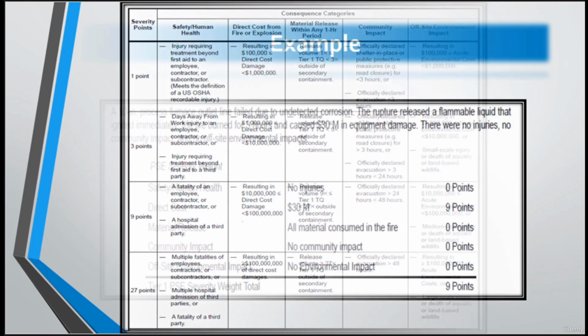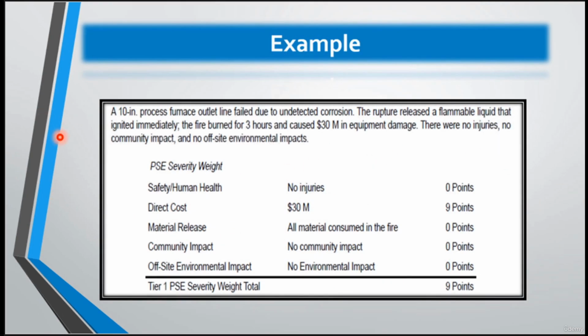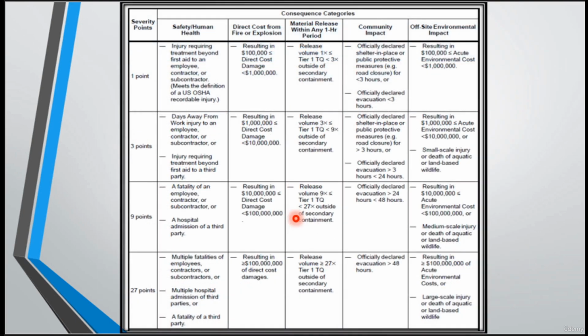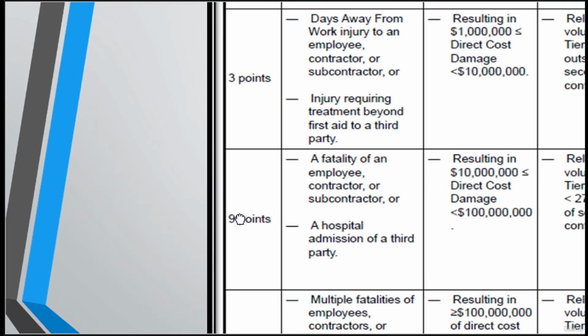So let's give an example. A 10-inch process furnace outlet line failed due to undetected corrosion. The rupture released flammable liquid that ignited immediately. The fire burned for 3 hours and caused 30 million in equipment damage. There were no injuries, no community impact, and no off-site environmental impacts. So we need to calculate the severity score. We have no injuries, so 0 points. We have a direct cost of 30 million.